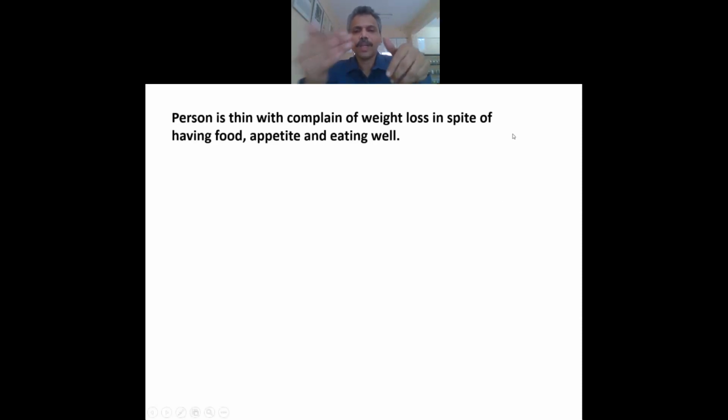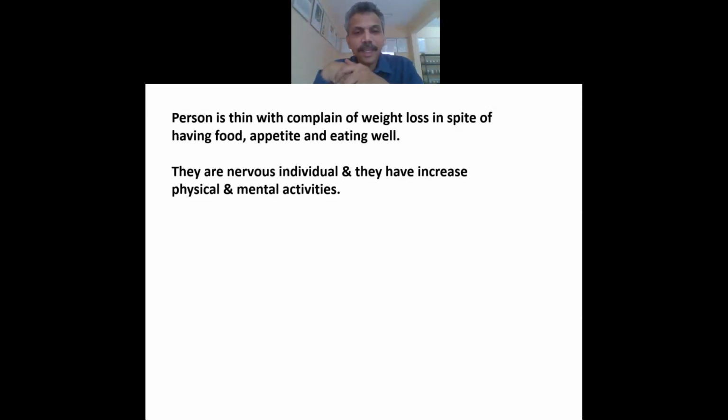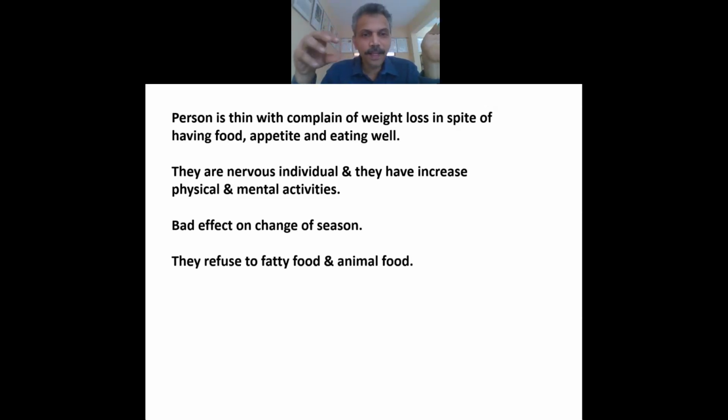Now, what are the salient features? This we already saw. They are thin, but they eat very well. In spite of eating well, they are not gaining weight. Hydrogenoid, you saw that they were very sluggish, slow. Here it is exactly opposite. There is increased physical and mental activity, and bad effects of change of weather.